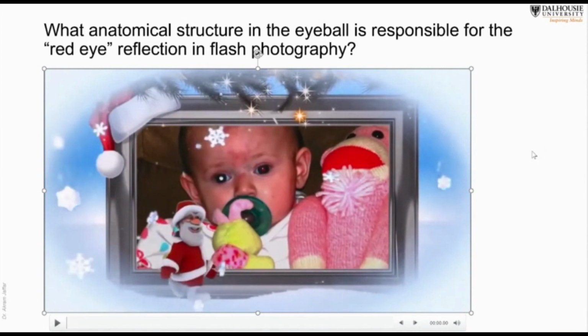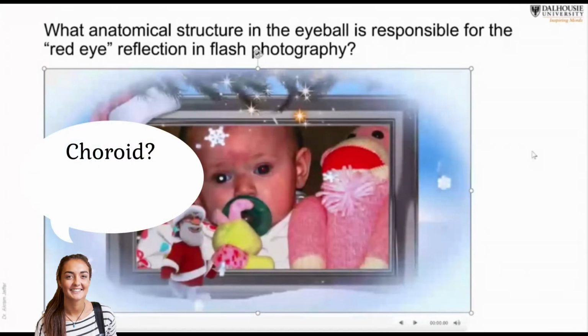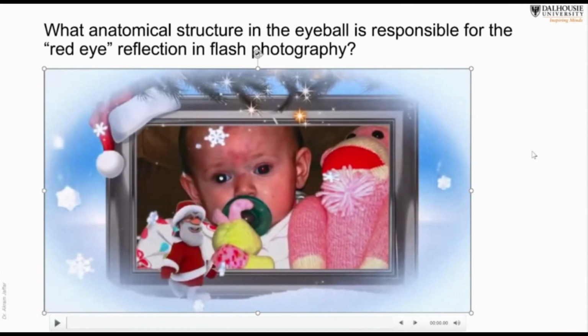Okay. The question is, what anatomical structure in the eyeball is responsible for the red eye reflection in flash photography? In other words, which of the layers of the eyeball is highly vascular? That's why it will cause the red eye reflection. That's the choroid, exactly. So it's not the retina. Some people might think that it's the retina.